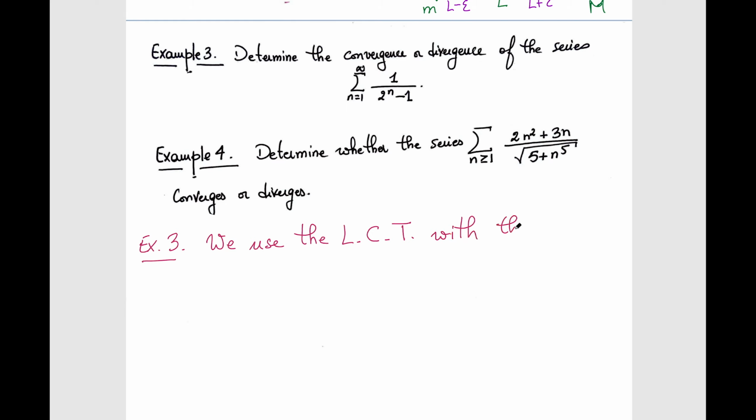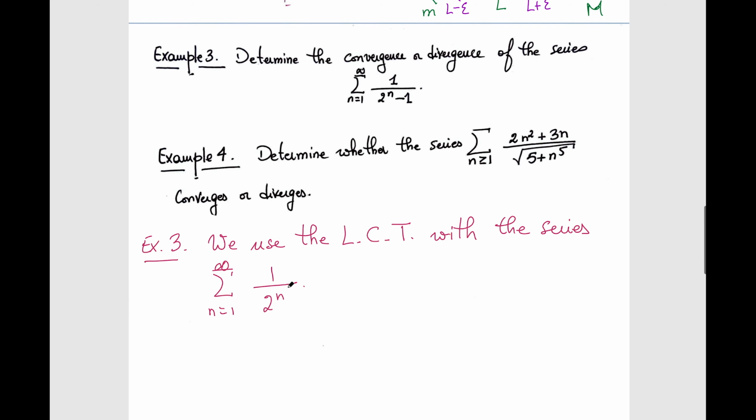With the series, so the given one and this one, right? Okay. So obviously each term here is positive. So each term here is a positive term. And each term here is positive for all n, right?